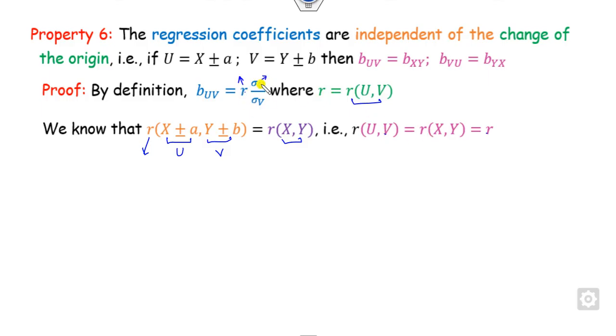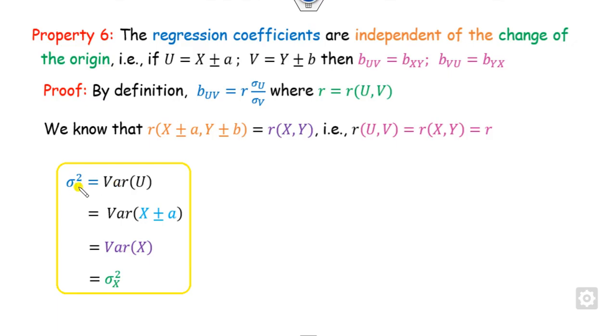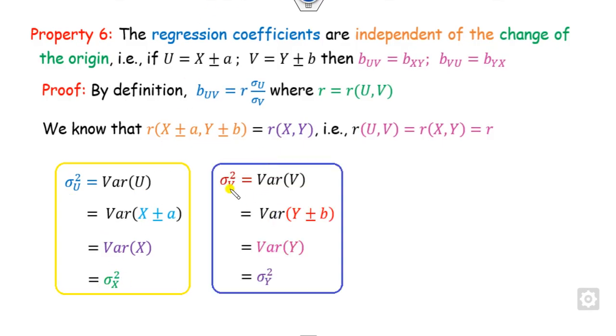Now we can start with the sigma of u. This is the variance of u. I can substitute the value of u here. What is the variance of a constant quantity? It is always 0. It means the variance of u and the variance of x are the same. Similarly, you can find that the variance of v and the variance of y are the same.